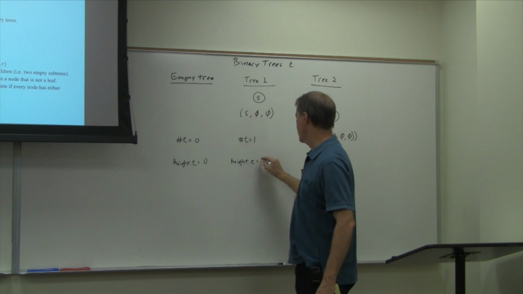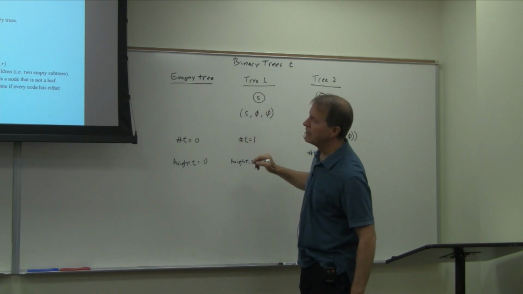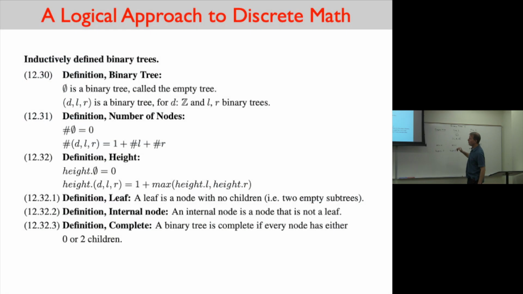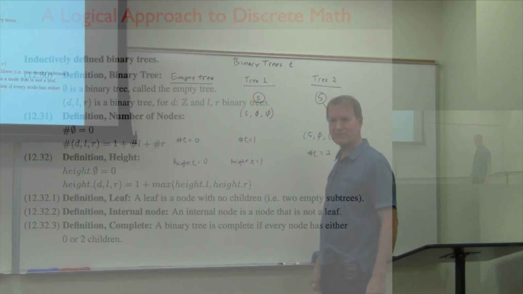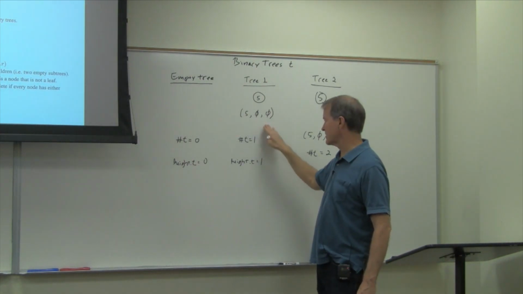Height of this leaf here is 1. And why is it 1? Because what does this definition say? It says it's 1 plus the greater of the two, what do they call them? Left child and right child. Children, yeah. So the greater of the two children, and since they're both 0, it's 1 plus 0. Does everybody see that? So it's 1 plus the greater of the height of this and this, so that's 1.